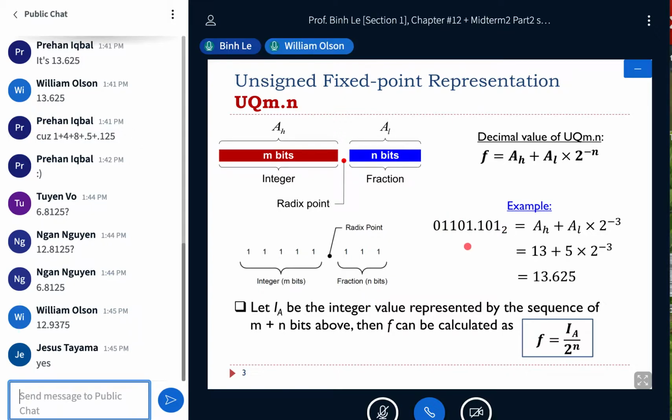Now there is another way. I will teach you another way. Another way is you just forget about the decimal point, the binary point over here, right?